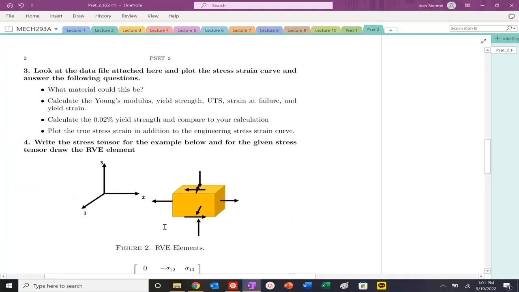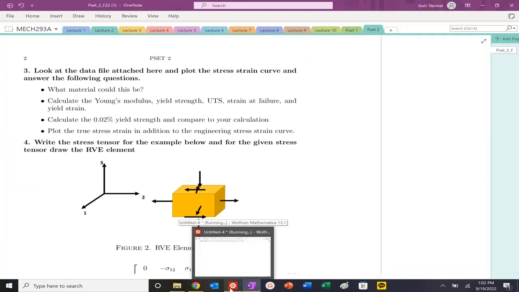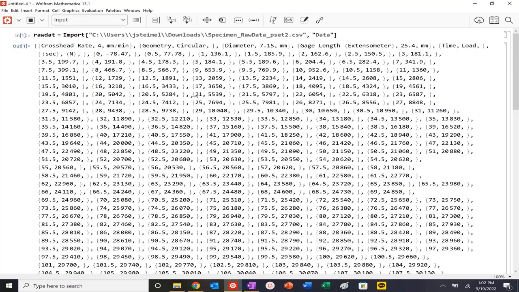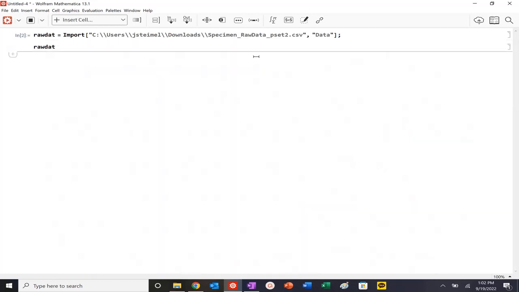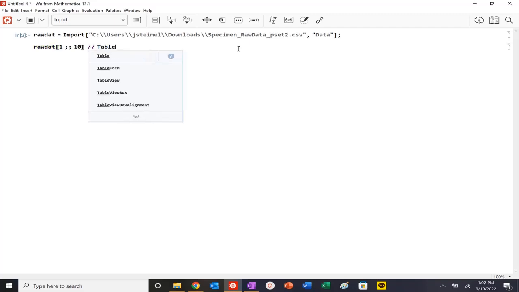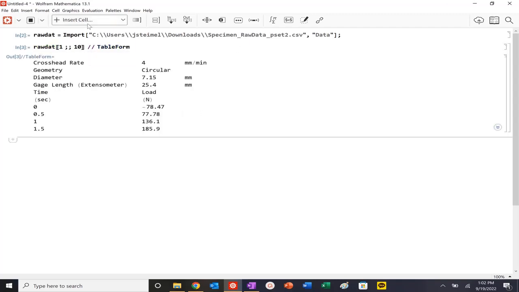All right. So actually, let's get back to our problem that we're looking at. But again, we want to look at this data, import it, and then essentially work with it. So we see lots of information. Let's not be overwhelmed by this. Let's just look at the first 10 rows or so. So give me the first 10 rows. Let me look at it in table form, and we can see what we're working with here.